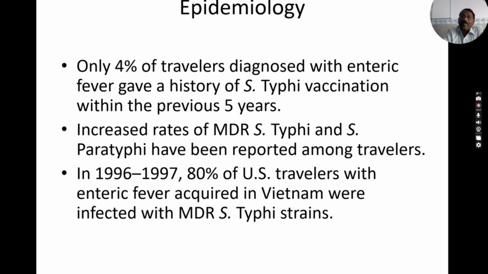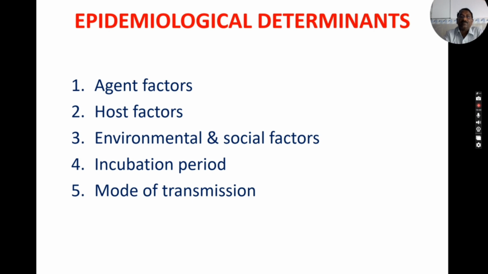See, only 4% of the travelers diagnosed with enteric fever gave a history of vaccination within the previous 5 years. Still, vaccination for typhoid fever is underreported. Those people who want to travel to endemic areas, those coming from the West to India, have to be given enteric fever vaccination. Increased rates of MDR Typhi and Paratyphi have been reported among travelers. So those travelers are getting drug-resistant enteric fever. 80% of US travelers with enteric fever acquired in Vietnam are infected with multi-drug resistant strains.